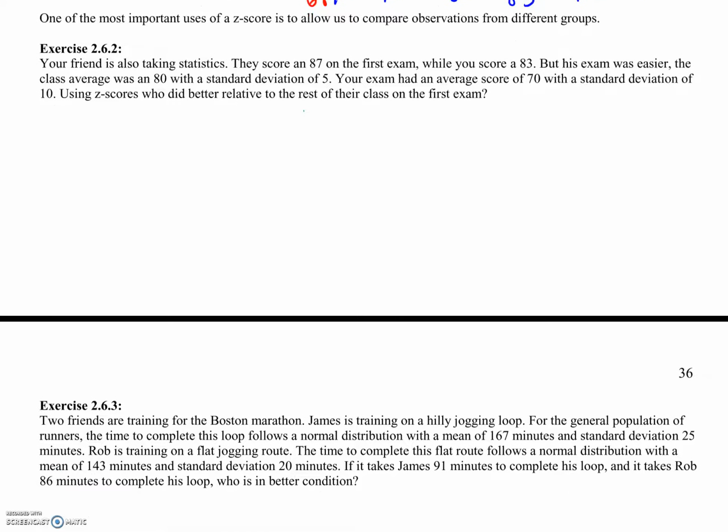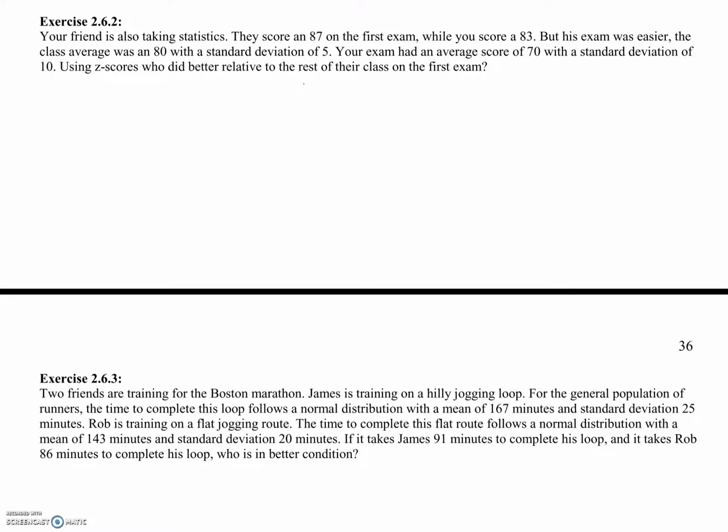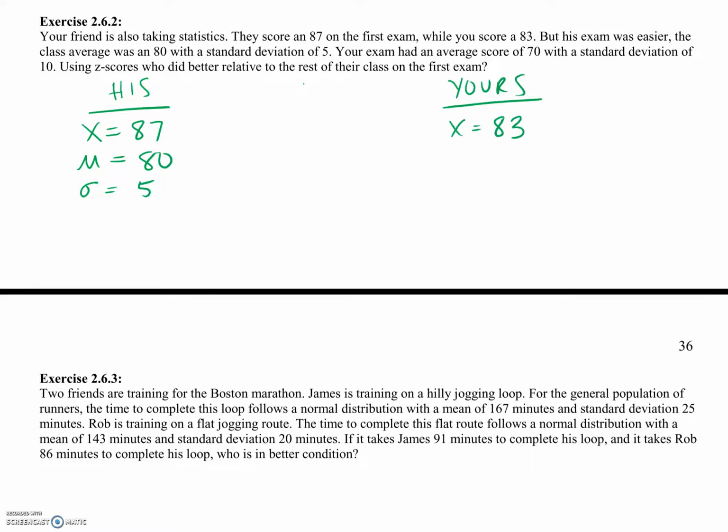So let's go ahead and just collapse all this information that we have. For his class, we know his observation, his actual score, is an 87. The mean for his class is an 80, and the standard deviation is a 5. Versus your class, your observation, your score, was an 83, the mean was a 70, and the standard deviation was a 10. So, looking at this, you might simplistically say, well, look, he was 7 points above the average. I was 13 points above the average. So obviously, I did better than my friend.